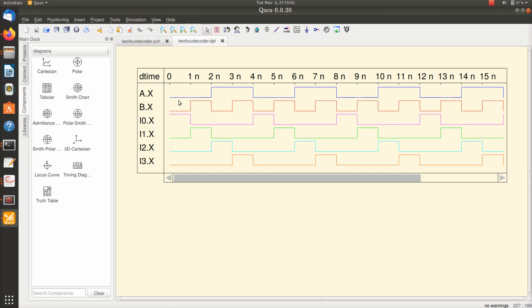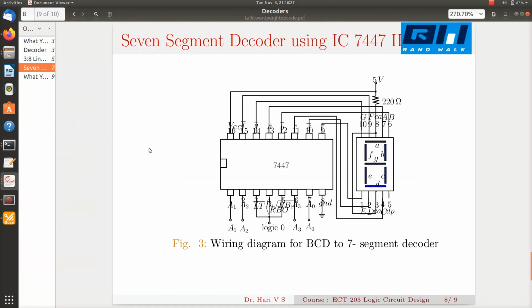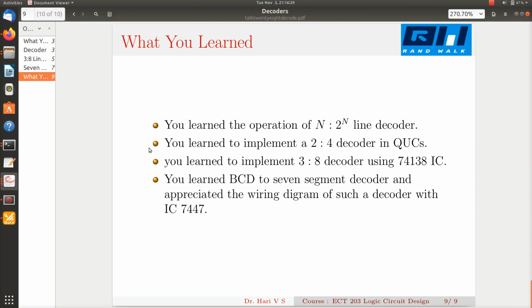When I simulate this, when AB equals 00, I0 becomes high. When it's 01, I1 becomes high. When it is 10, I2 becomes high, and 11, I3 becomes high. That way it repeats. So again, when it is 00, I0 will become high. When it is 01, I1 becomes high. That way this goes. This is how I do a simulation of the 2 to 4 decoder with the cubes.